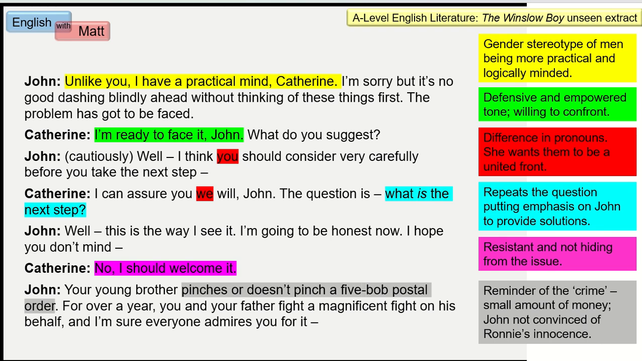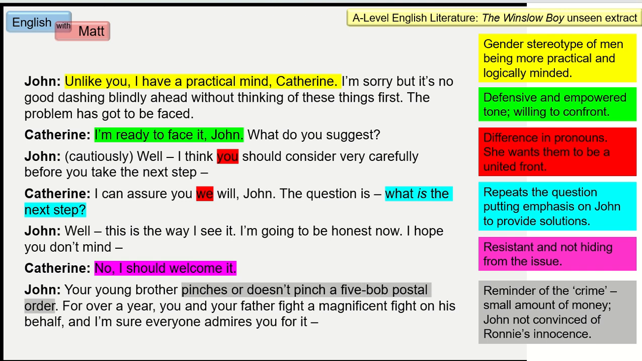You can tell from Catherine's tone in green there, "I'm ready to face it, John," means that she has a defensive and empowered tone. A lot of readers or members of the audience actually find that quite courageous of her. And courage, of course, is another aspect of this genre. She's willing to confront John's ideas rather than being in denial.